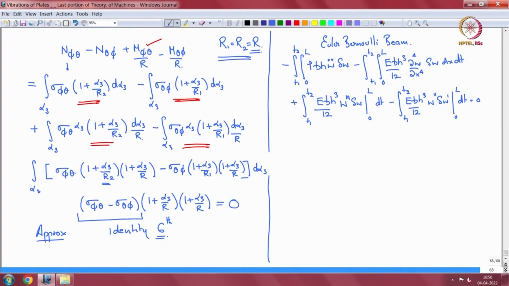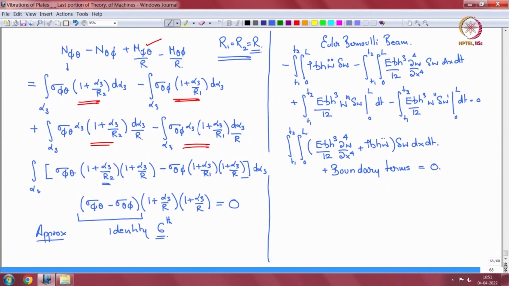Okay, so if we combine the differential equation terms or Euler-Lagrange equation terms, we get the differential equation of the form integral t1 to t2 integral 0 through L of E B H cube by 12 del 4 w del x4 plus rho b h w double dot, then delta w dx dt, plus the two boundary terms must be equal to 0.